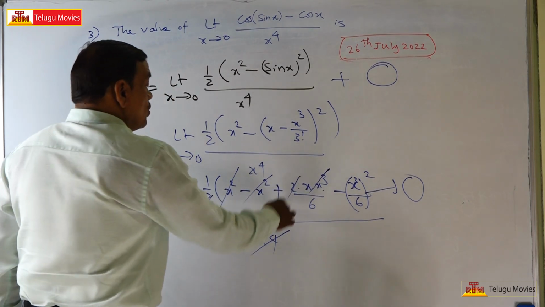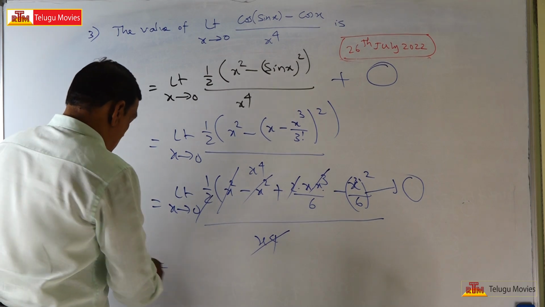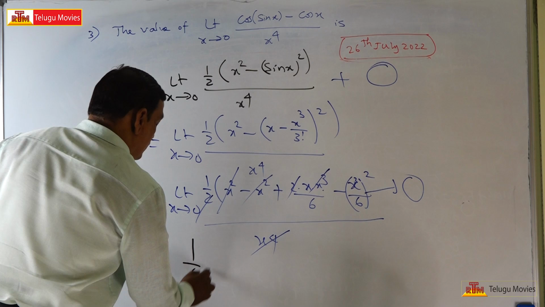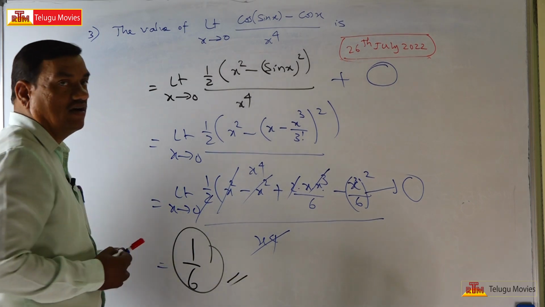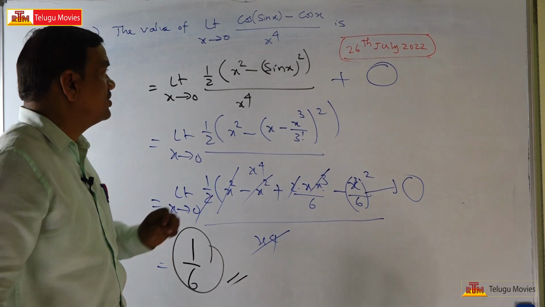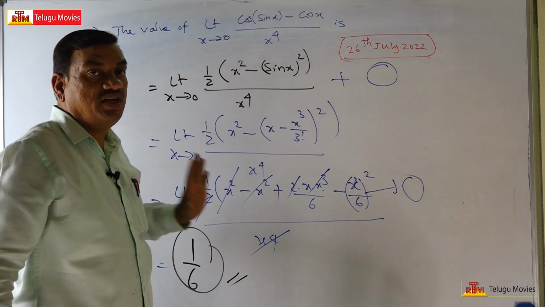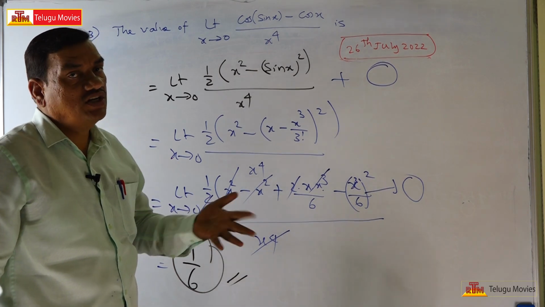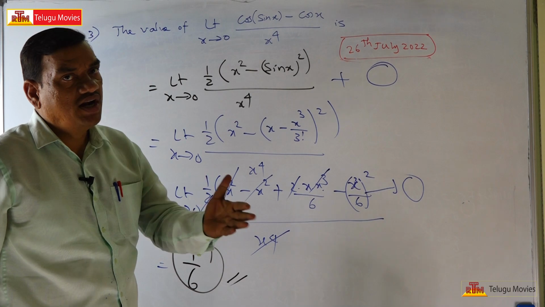Here 2 also will get cancelled. Ultimately, what remains in the problem is 1 by 6. 1 by 6 is your right answer. Okay, now I hope that you understand this calculation. So I did this problem using expansion. So very easy problem. I hope that you understand this solution. So let us go for next problem.